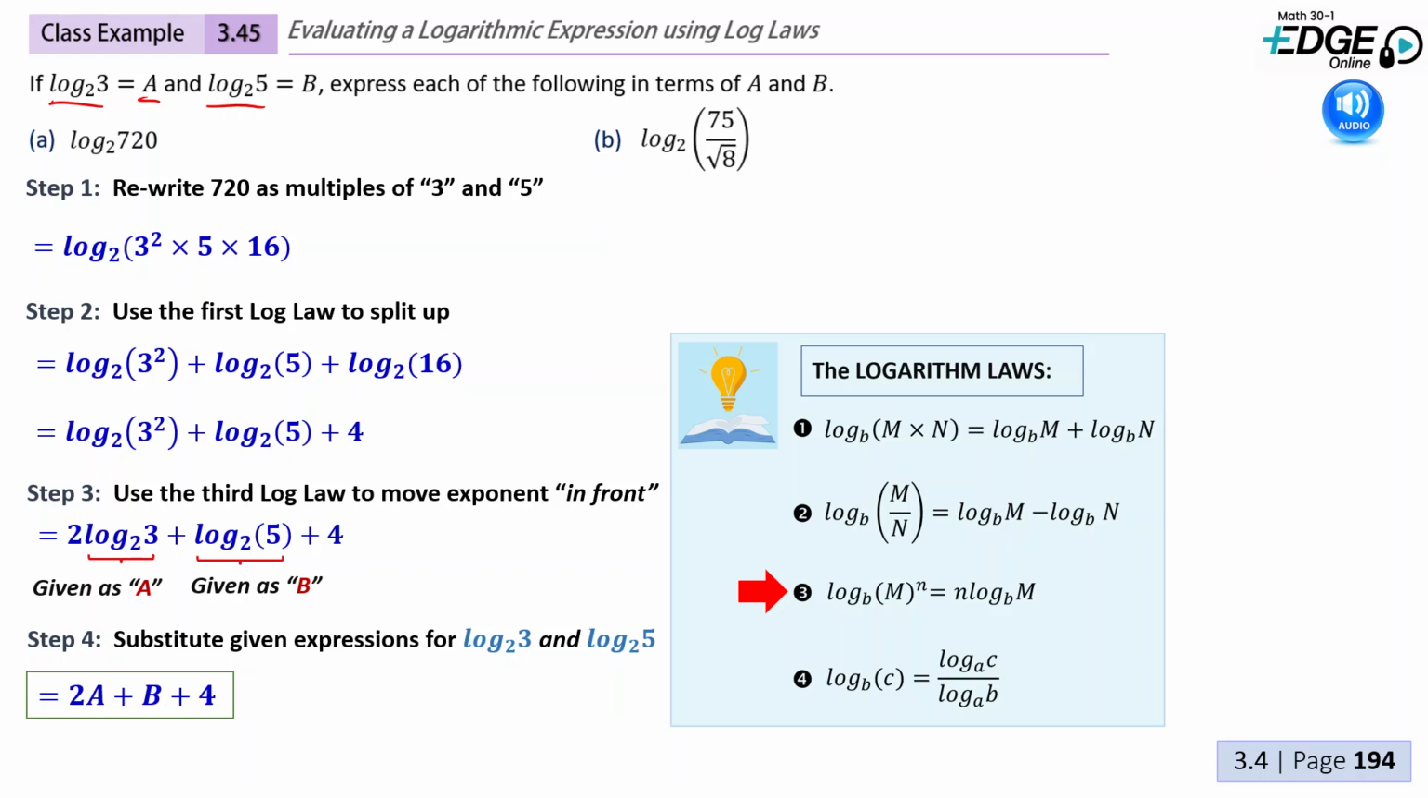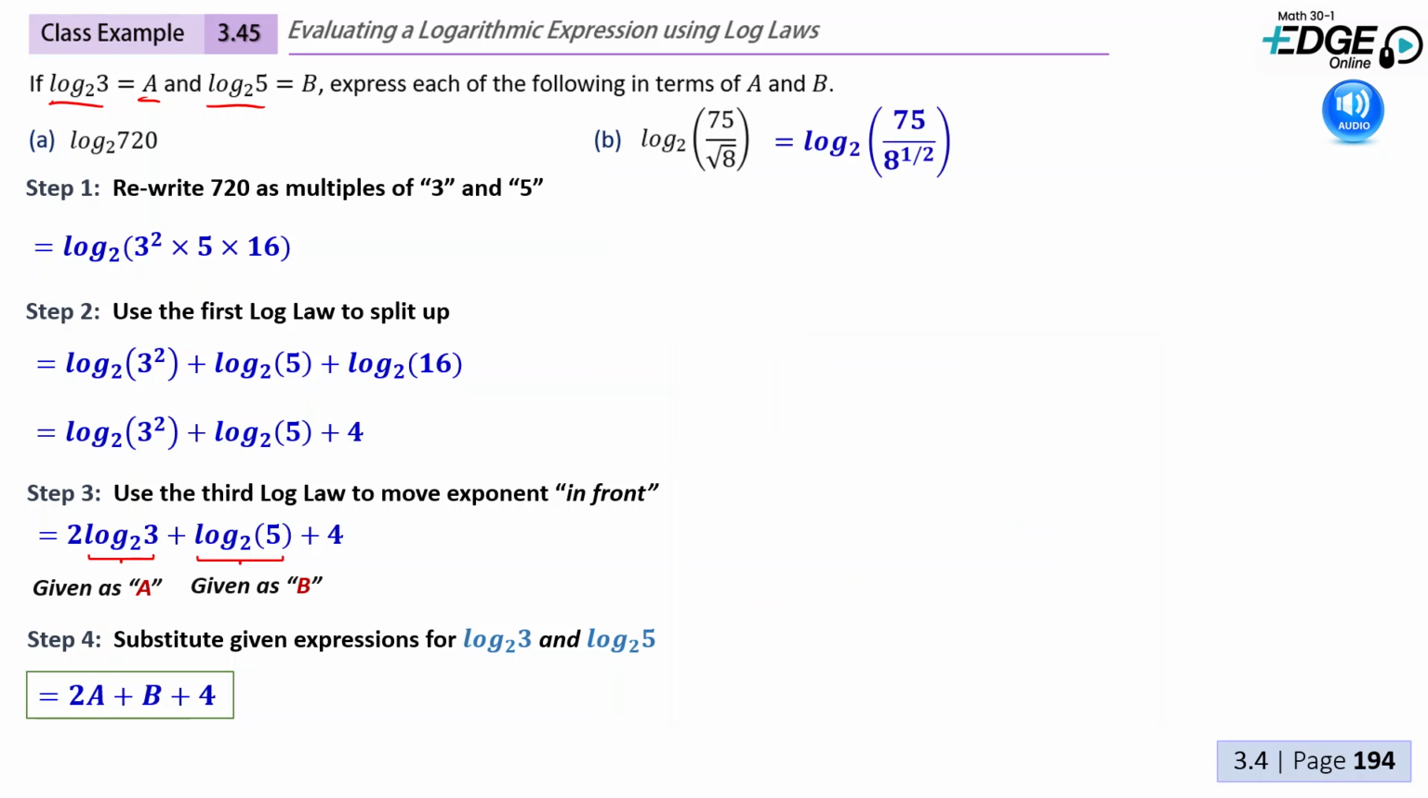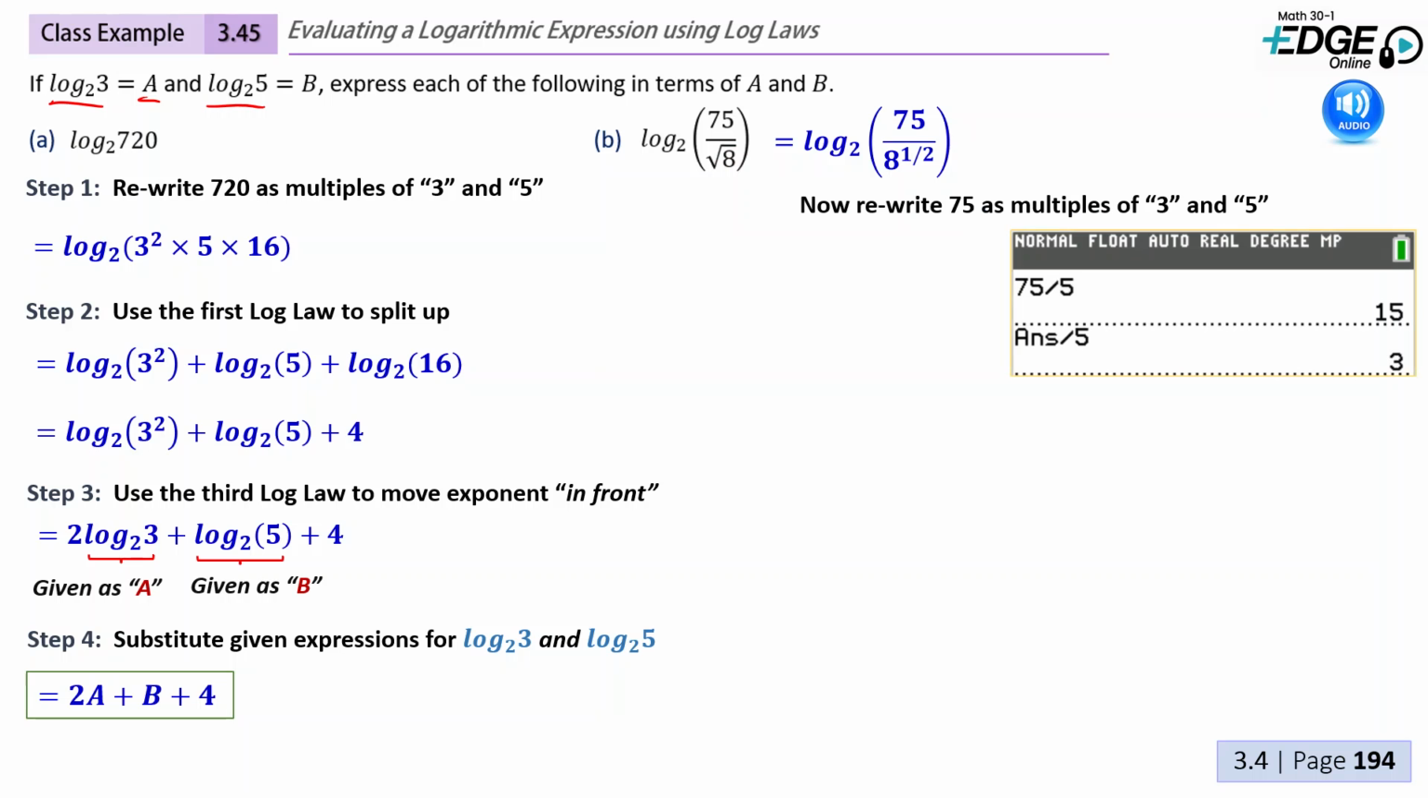So now let's try b. First thing we're going to want to do, however, is rewrite that square root of 8 as 8 to the power of a half instead. Now we're going to rewrite 75 as multiples of 3 and 5. So 75 divided by 5 is 15, and then 15 divided by 5 is 3. So that 75 can be written as 5 squared times 3.